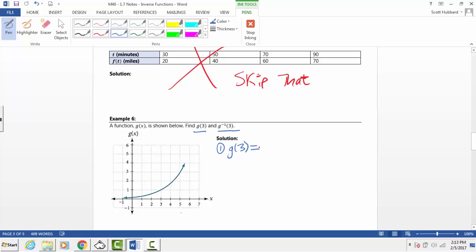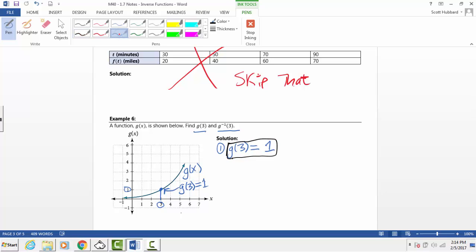Okay, g of 3, what does that mean? Well, we take a look at this example. This graph is g, so this is g of x. And so 3 here is going to be the input. So we go here, we find x equals 3 right here first. And g of 3 means, okay, go up to your function. And what's the output? So here, g of 3 is the output right there, which is 1. So g of 3 is just equal to 1. It's the y value when x is 3.